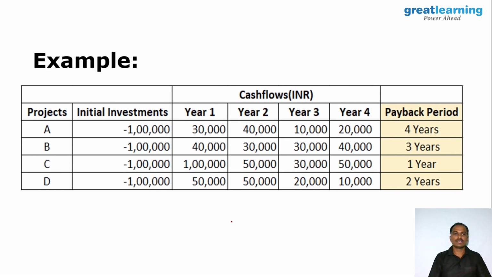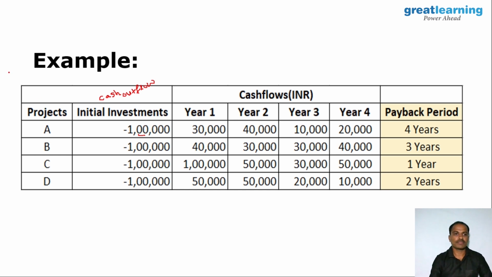Yeah, so a business has got 4 projects. Okay, so there are 4 projects available for a business. Each project requires an initial investment of 1 lakh. Okay, so 1 lakh minus means this is the initial investment, cash outflow.